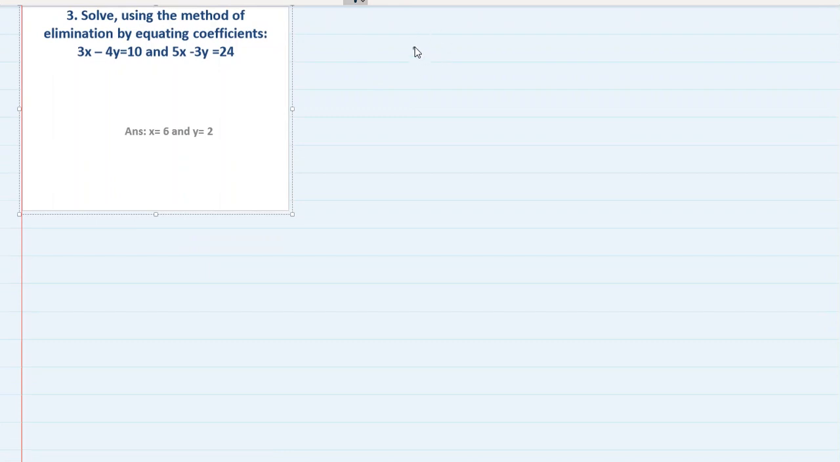So we have 3x minus 4y is equal to 10, and we have 5x minus 3y is equal to 24. Now, how to solve this pair of linear equations in two variables by equating coefficients? So first of all, you should know what coefficients are. See, the coefficients of x in both the equations are 3 and 5.